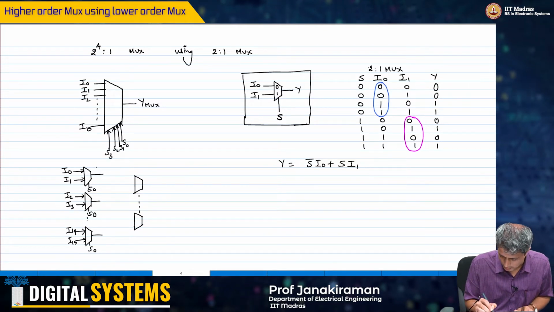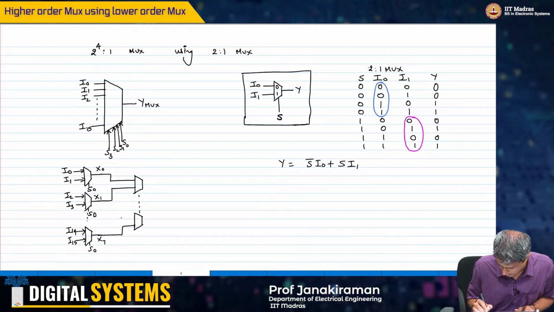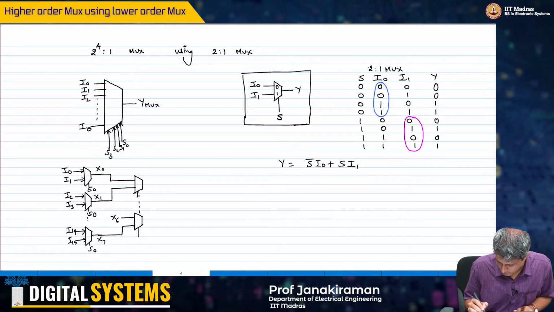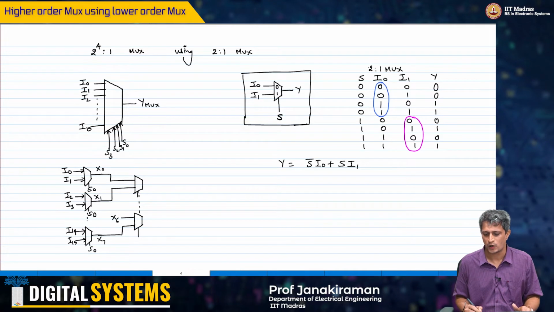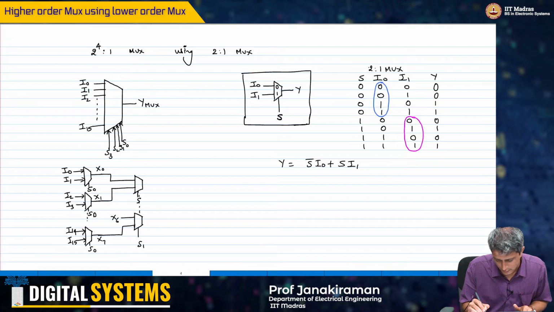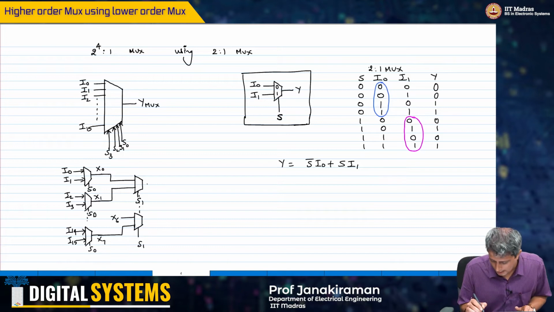So I will call these outputs x0, x1, x7. This will come here, and x7 will come here, and this will be x6. Now I have to connect the select line. So I pick the next select line, S1, like this. Now this will select and give me how many outputs.